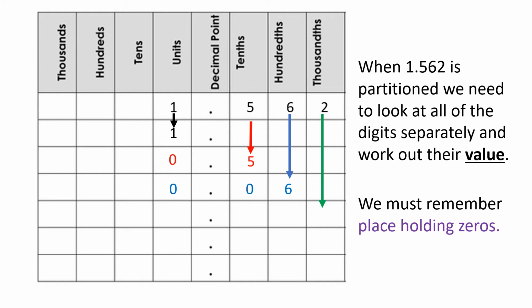In the thousandths, we have a 2. And in hundredths, tenths and units, we have the zeros. So 2 thousandths is 0.002. All of these numbers make up 1.562. If we added all of these numbers together, 1 add 0.5, add 0.06, add 0.002, we would make the number 1.562.